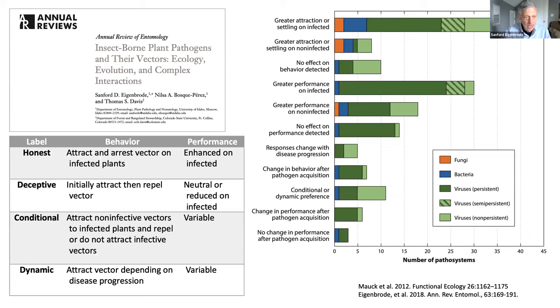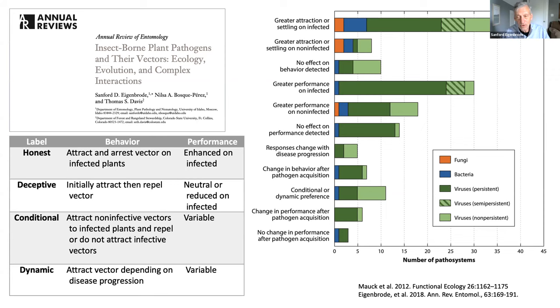And in fact, if we take a look at all the studies up until 2018 that have looked at this, there are a lot of examples of greater attraction or settling on infected plants, and greater attraction or settling on non-infected plants. It's all with viruses, and semi-persistent, non-persistent and persistent viruses are all cataloged in this figure to show the frequency with which these things have been observed. And it gets a little bit different depending on whether it's persistent or non-persistent.